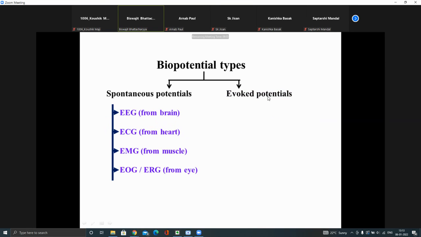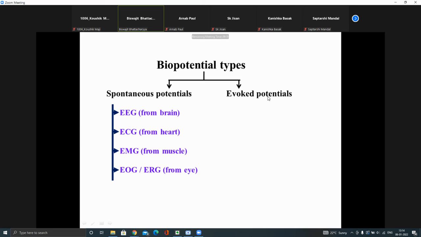Spontaneous potential. Now, what is this spontaneous potential? It is always generated in the body, just like EEG, electroencephalogram. Some pattern of voltage is always available in our brain, whether we are in sleep or in an active condition, we will always get some voltage. The voltage pattern may change depending on our activity and mental condition.